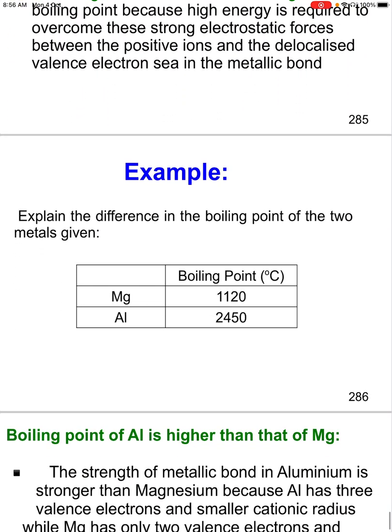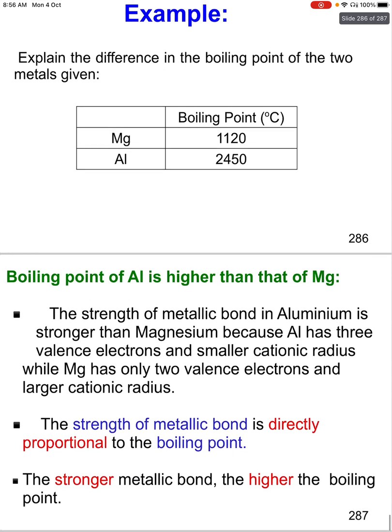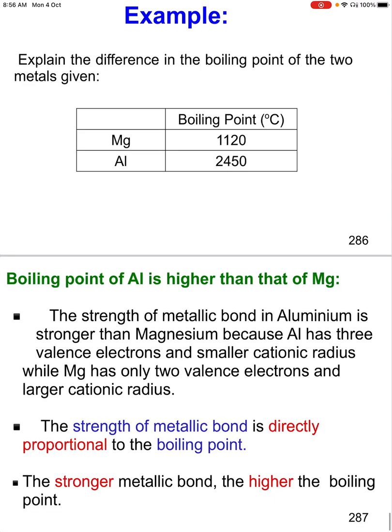So for example, we have magnesium and aluminium. We can see the boiling point of aluminium is obviously greater than magnesium. What is the reason? Aluminium is higher than magnesium because the strength of metallic bond in aluminium is greater than magnesium, because aluminium has 3 valence electrons and a smaller cationic radius, while magnesium only has 2 valence electrons and a larger cationic radius. Thus, our conclusion: strength of metallic bond is directly proportional to the boiling point. The stronger the metallic bond, the higher the boiling point. We then end chapter 4.